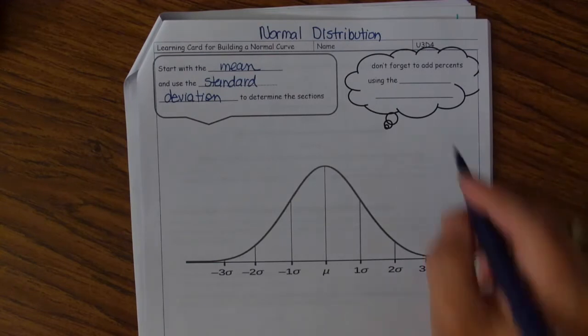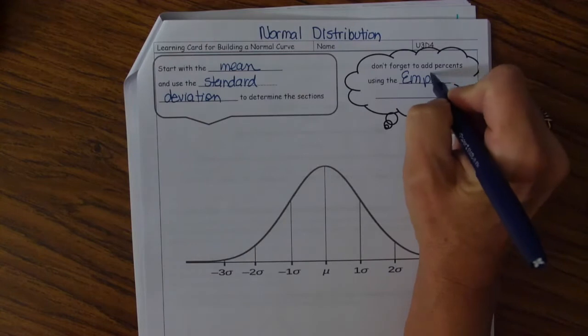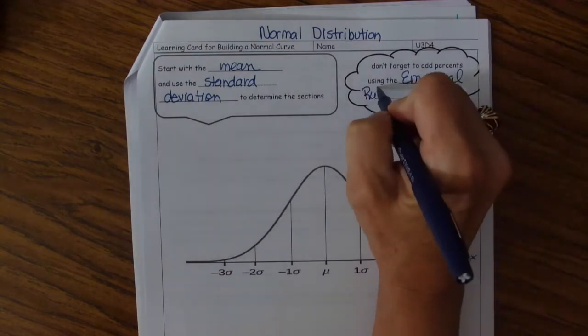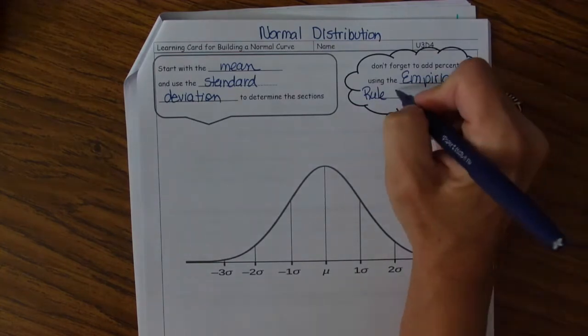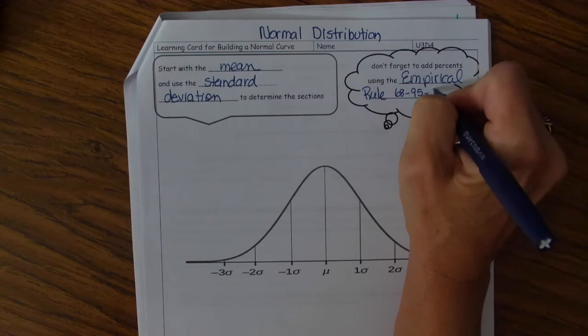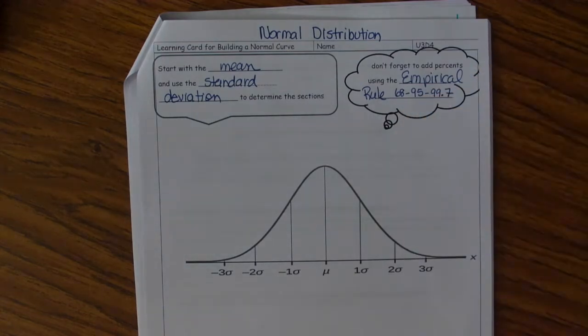We will add percents using the empirical rule. The empirical rule is 68, 95, 99.7. And I'll explain those. This is a huge thing for stats. It's as important as the unit circle was to trigonometry for you guys last year, but a lot easier.